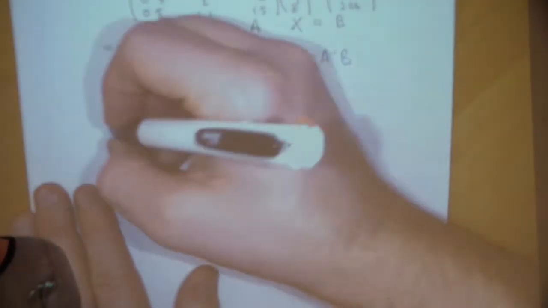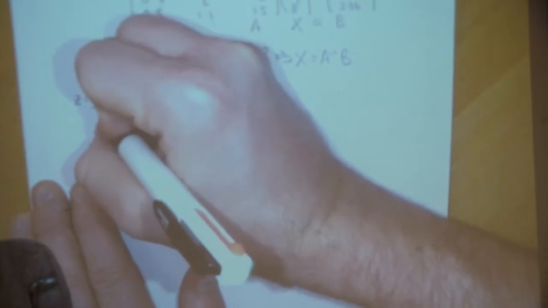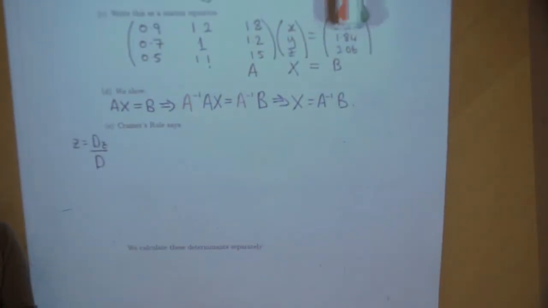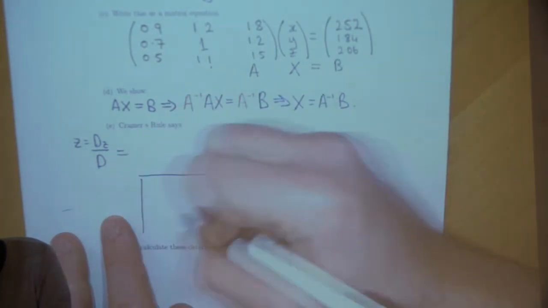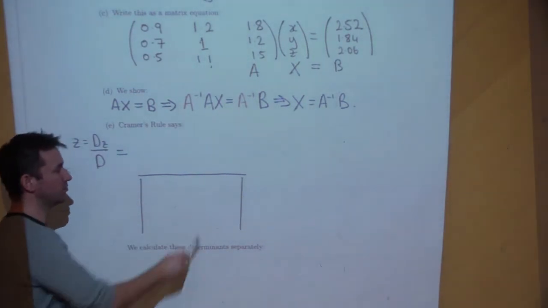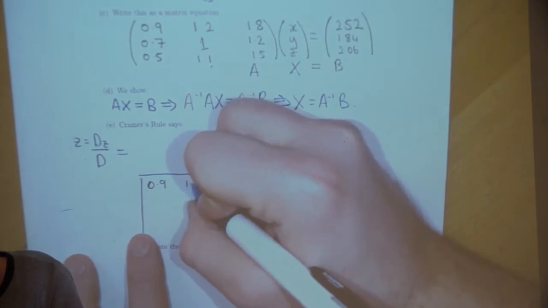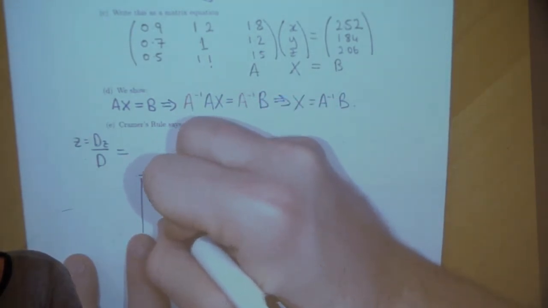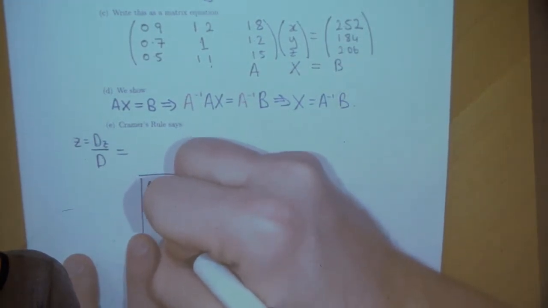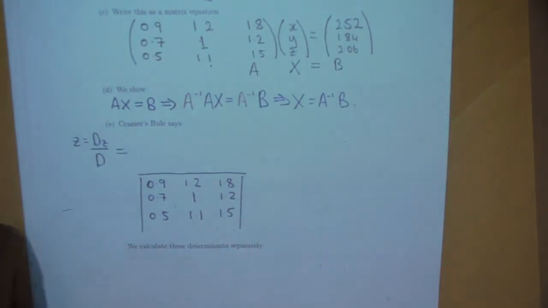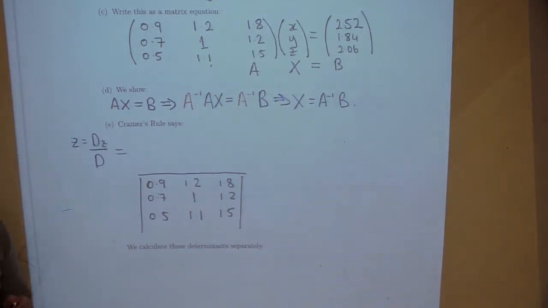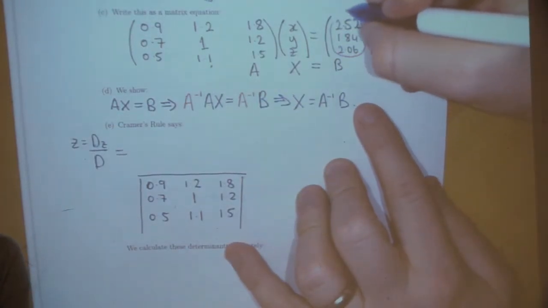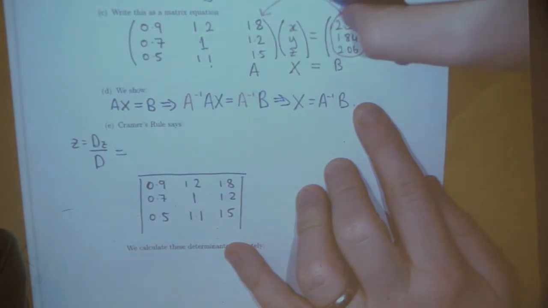So Cramer's rule says that Z is equal to dz divided by d. What d is, is the determinant of this matrix. If you're a bit lazy here, you just write A. 0.9, 1.2, 1.8, 0.7, 1, 1.2, 0.5, 1.1, 1.5. So the D in this Cramer's rule is the determinant of the coefficient matrix. And then for dz, you're going to throw in the constants instead of the z coefficients.